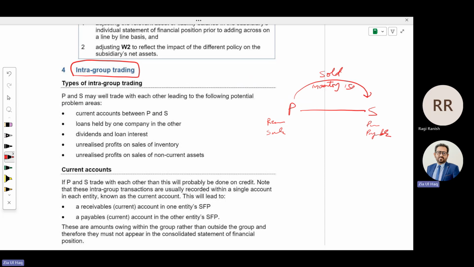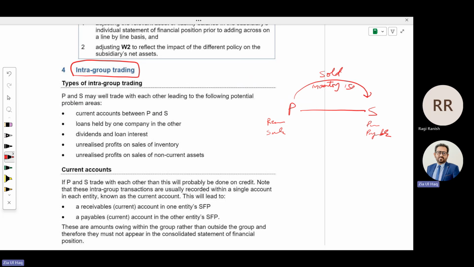It means parent company will record receivable, subsidiary will record payable. In consolidation, it will show asset 150, liability 150. You need to eliminate these receivables and payables from the group.